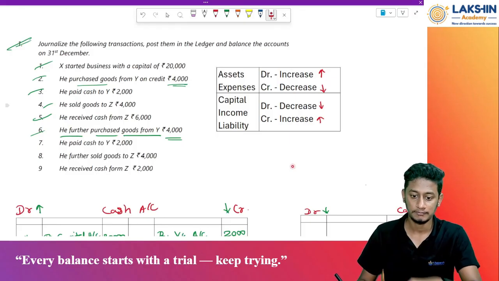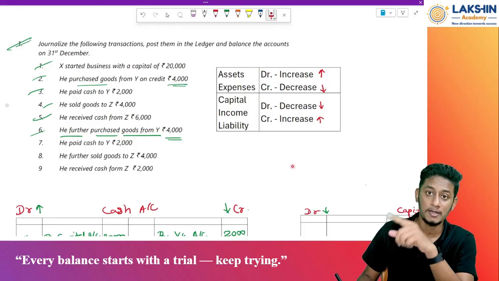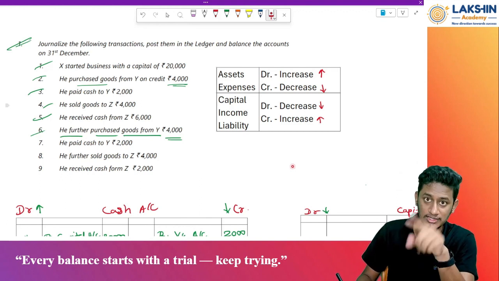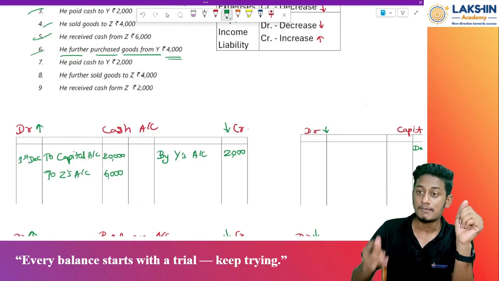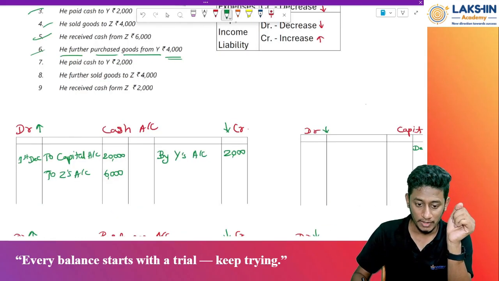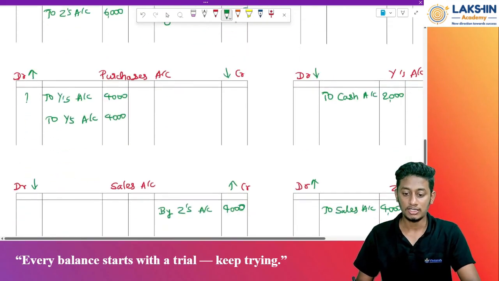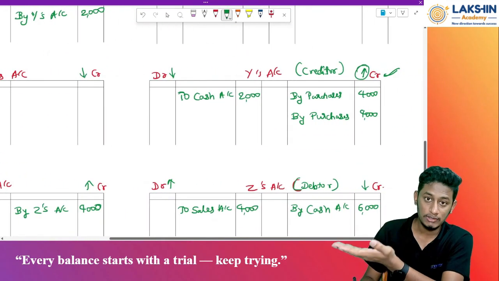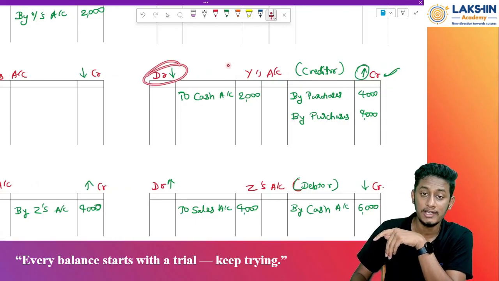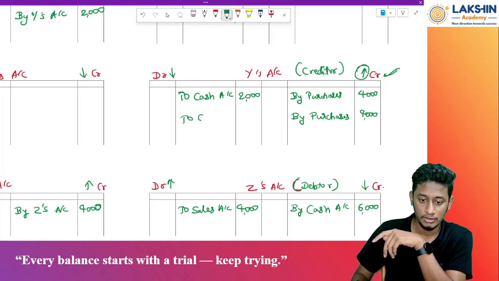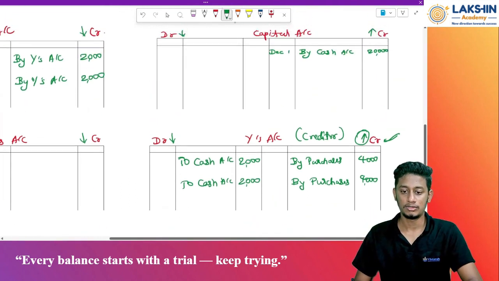Now I have paid him cash. Sorry, he was my creditor before. Now I have paid him cash. So because of this, his balance in my books will reduce. Cash balance is reducing because I am paying cash, right? So by Y's account rupees 2,000 again, and on Y's account he has received the cash. I have paid the cash. His balance is reducing. The creditor's balance is reducing. Whenever the creditor's balance reduces, we will debit the account. To cash account rupees 2,000.